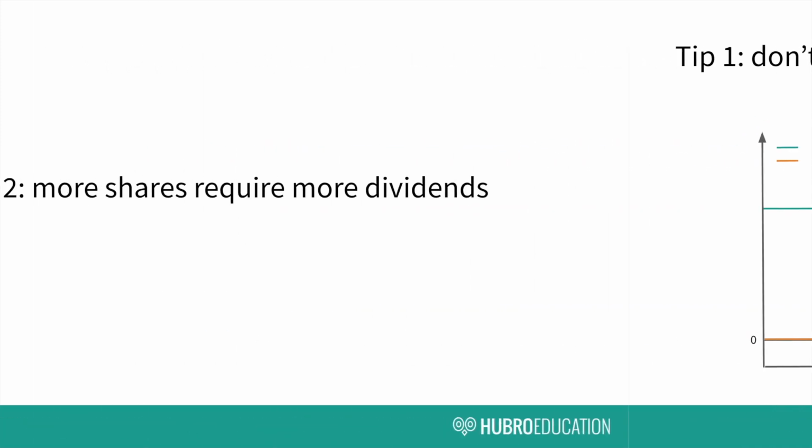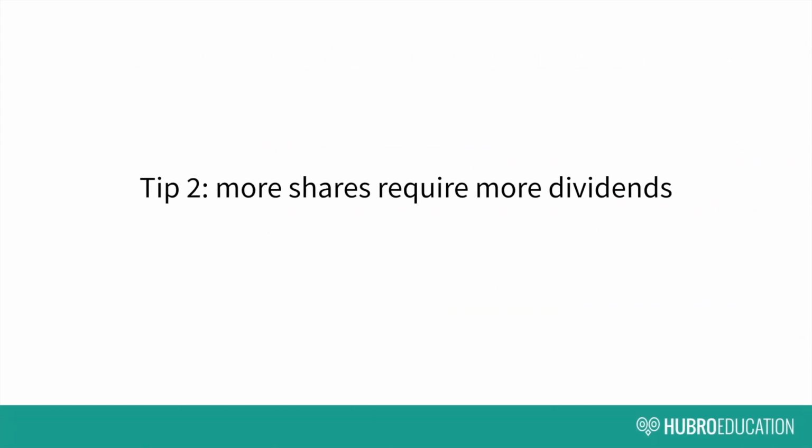Next tip. Remember that issuing more shares impacts your investors' returns. If you issue, say, 50% more shares, then you also need to earn 50% more profits and pay 50% more dividends to give your investors the same return on equity. Of course, this doesn't mean that you never should issue more shares. Sometimes it's completely necessary to build a sustainable business. But be aware that if you take on more equity, then you'll also need higher earnings to pay more dividends.